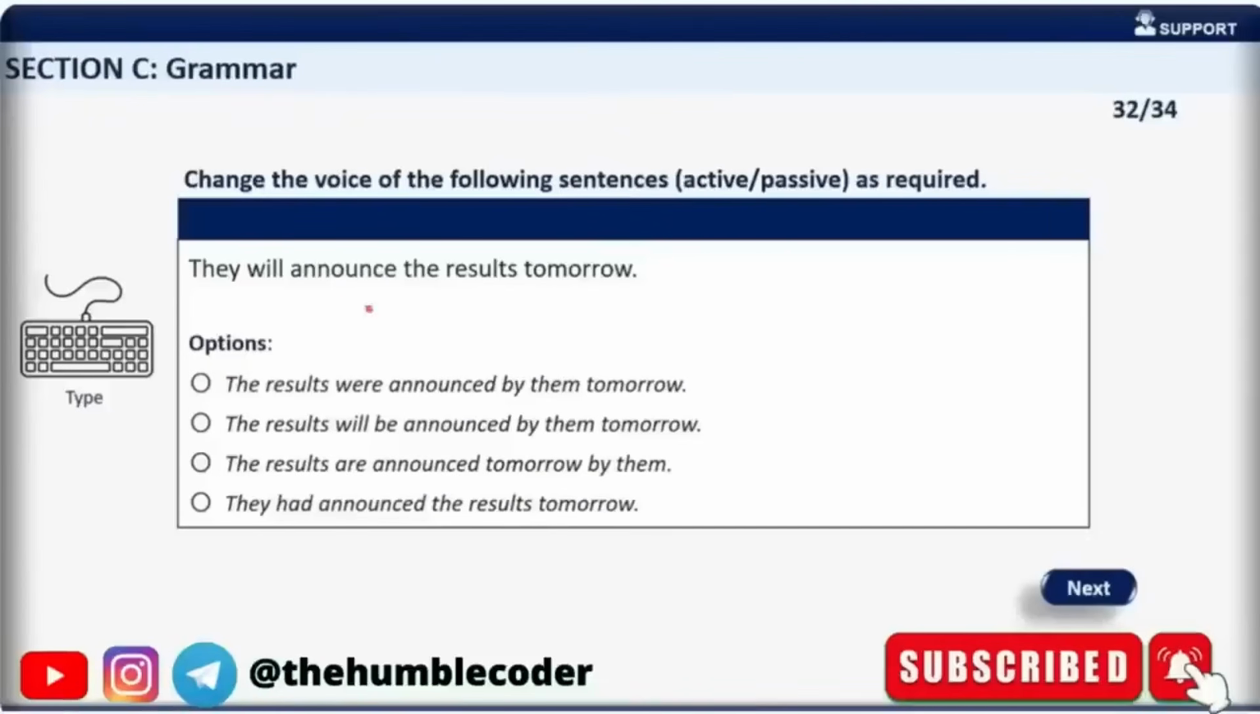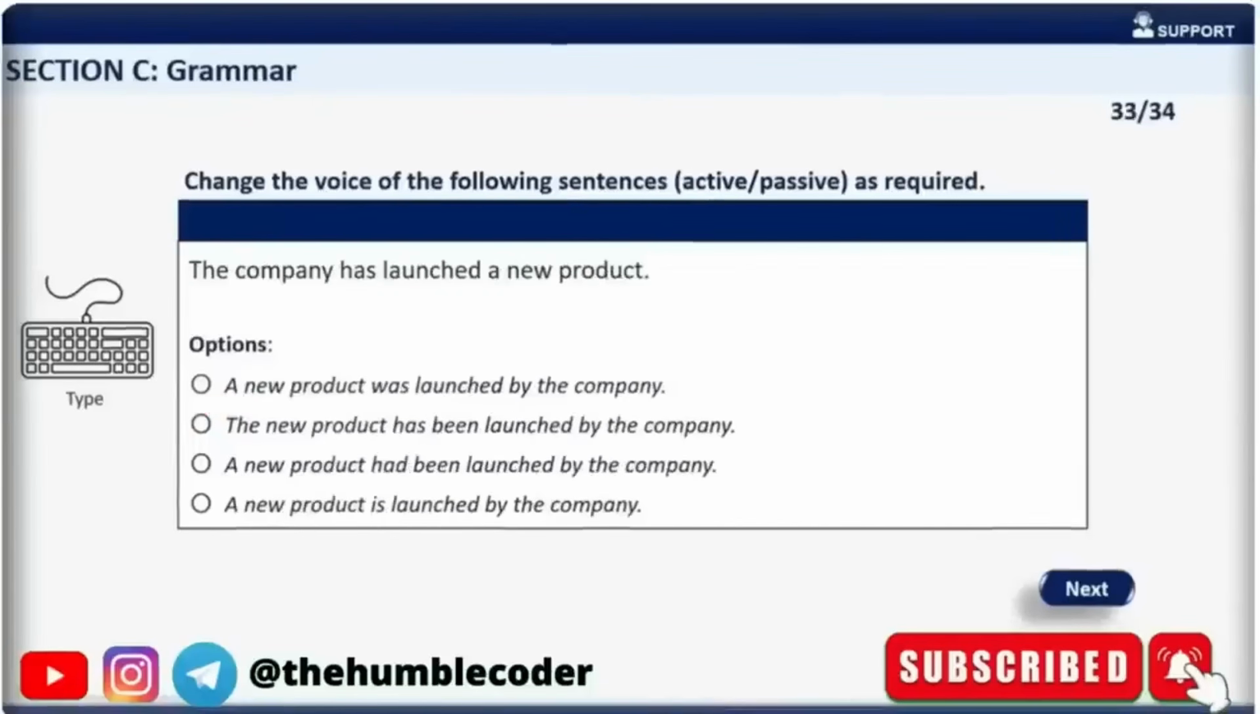They will announce the result tomorrow. The options that we have are: the results were announced by them tomorrow, the results will be announced by them tomorrow, the results are announced by them tomorrow, or they had announced the results tomorrow. See, we are talking about future tense, so the correct answer in this question is going to be, the results will be announced by them tomorrow. Moving on to the next question.